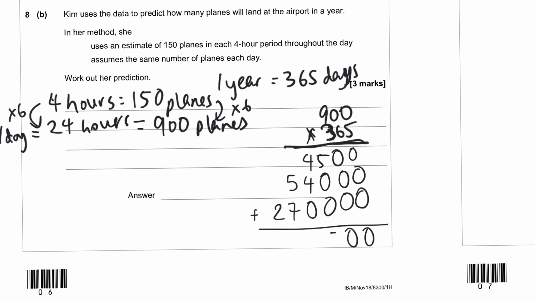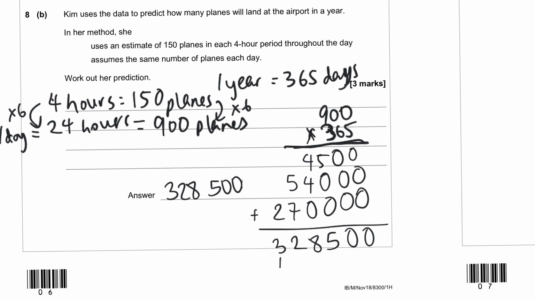0, 0, 5, 8, 2, carry the 1, 3. So you should be left with an answer of 328,500. So that's how we work that one out.